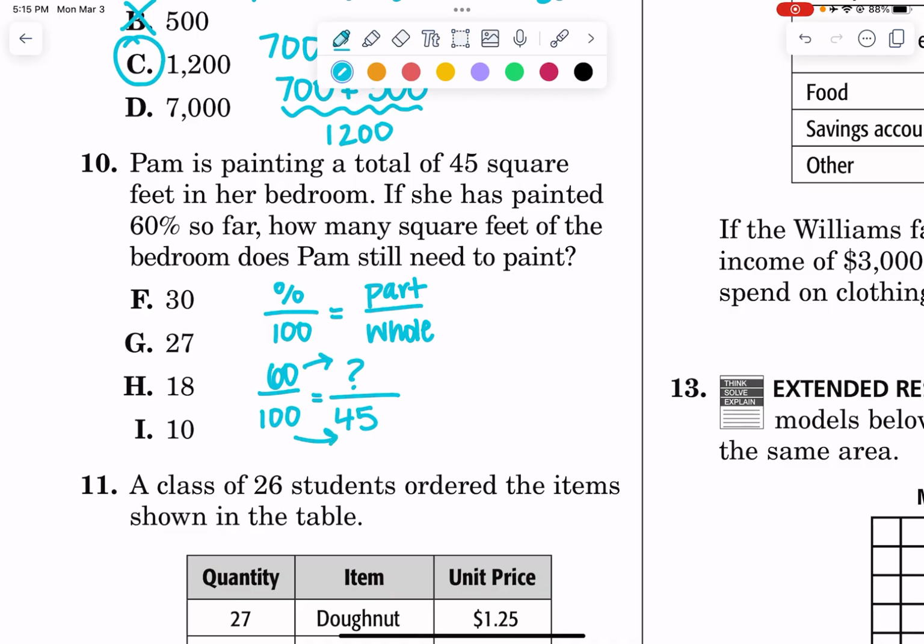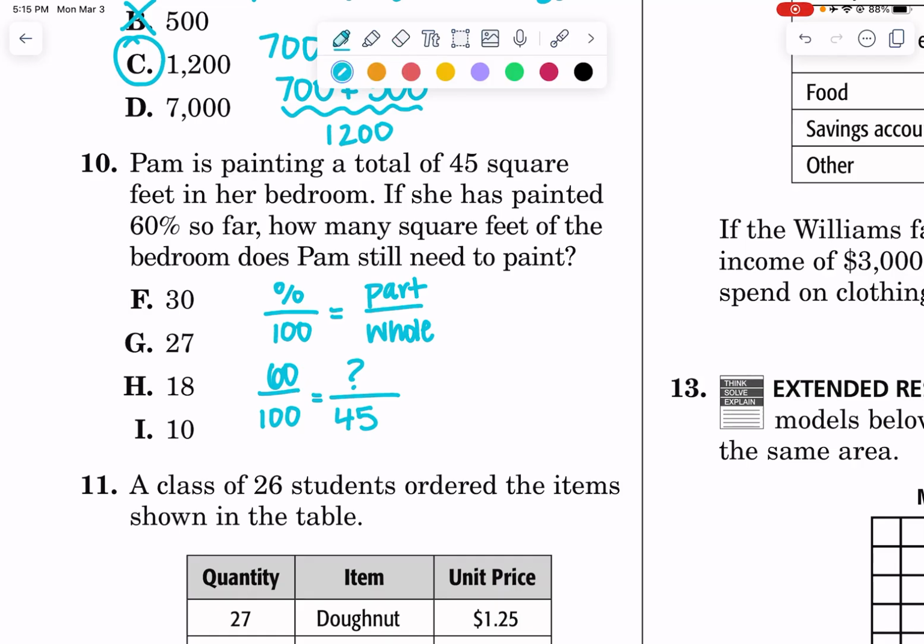Can 100 become 45? Ooh, that one's tricky. No, not that I can think of. Can we think of a stepping stone that 100 could become that can then become 45? Ooh, I just thought of 5. 100 can become 5, and then 5 can become 45.